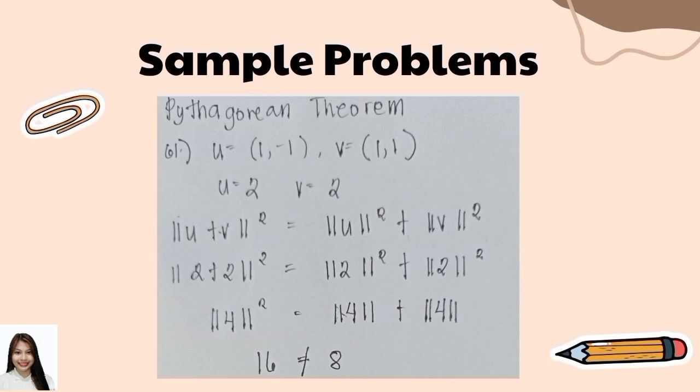By its formula, from the definition, we have the absolute value of u plus v squared equal to the absolute value of u squared plus the absolute value of v squared. By substitution, the absolute value of 2 plus 2 squared, and the absolute value of 2 squared plus the absolute value of 2 squared, which is 4 plus 4. So here it is not equal, because 4 squared is 16 and 4 plus 4 is 8. So 16 is not equal to 8.